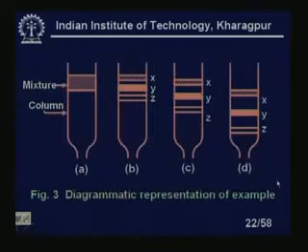This is the thing which we are showing. There is a mixture, there is no separation. When the mobile phase is moving through the column, slowly there is a separation. At the end there is a large separation.